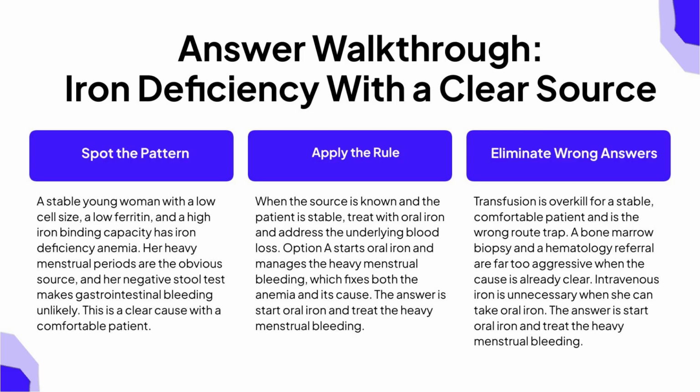Third, eliminate the wrong answers. Transfusing 2 units is overkill for a stable patient and is the classic wrong route trap. A bone marrow biopsy and referral are far too aggressive when the cause is already in the stem. Intravenous iron is unnecessary when she can take iron by mouth. The correct answer is to start oral iron and treat the heavy menstrual bleeding.